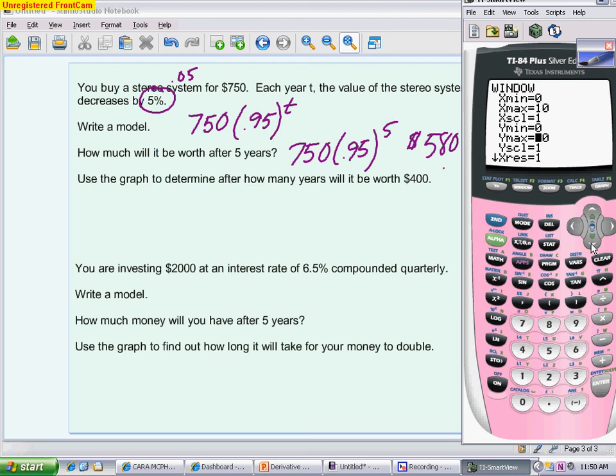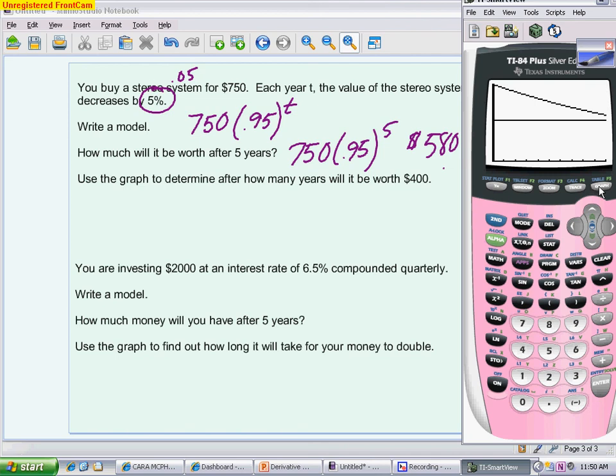One thing you could put, you know it's never going to be any higher than $750. So if you want to put $750, you'll see the entire graph. If you want to put something like $500, $600, as long as it's above that target number, you'll see everything you need in your window. So hit graph. So here is the value of the stereo steadily decreasing.